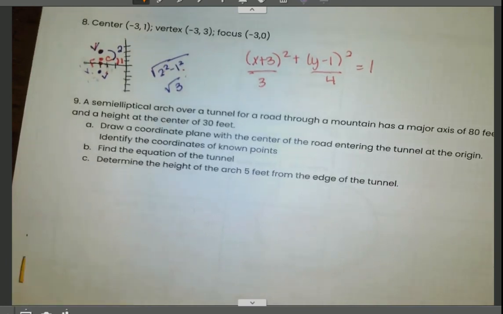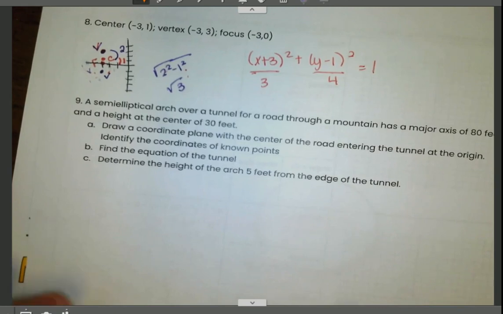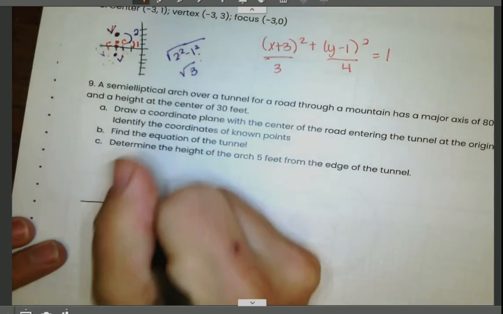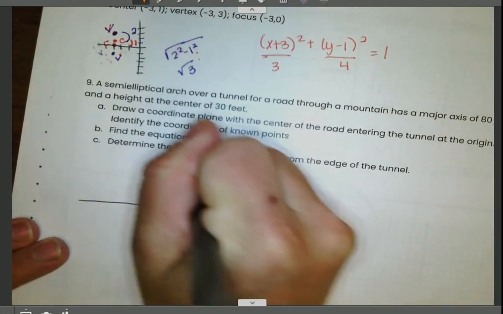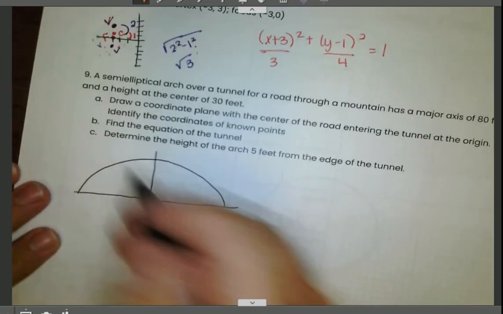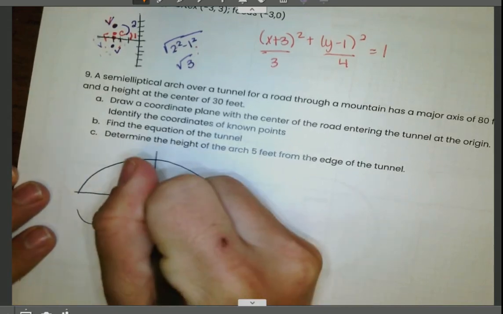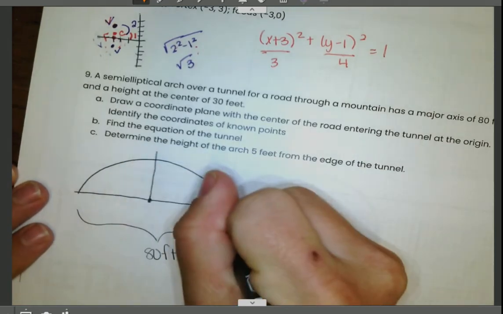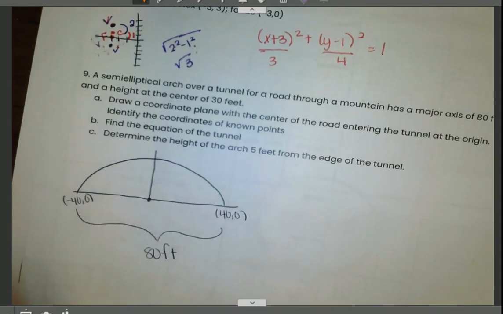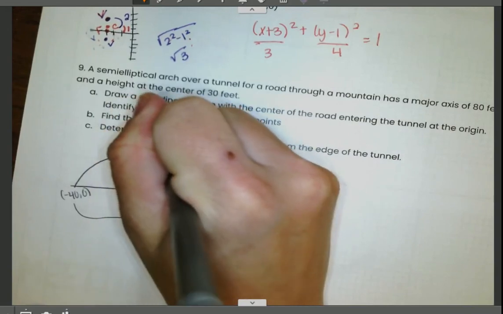Okay. Example 9, we have a semi-elliptical arch over a tunnel for a road through a mountain that has a major axis of 80 feet and a height at the center of 30 feet. So let's sketch what that looks like. So we've got a tunnel with a major axis of 80 feet. So the whole thing is 80. So if my center is the origin, that means I'm going to have 40 and negative 40 for my coordinates. Height at the center is 30, so that means I'm going to go up 30.